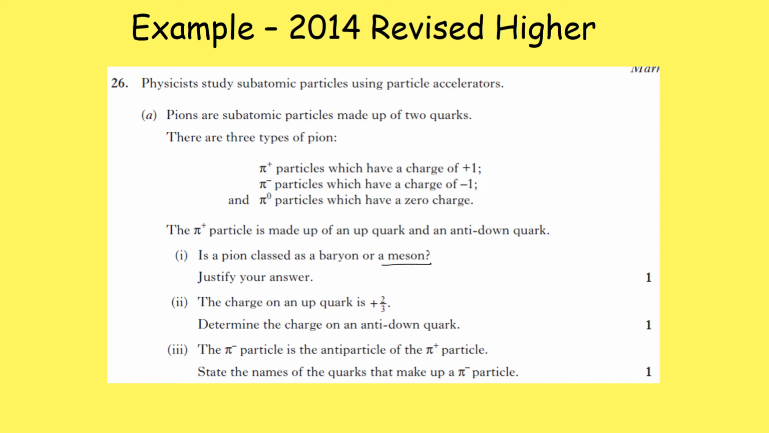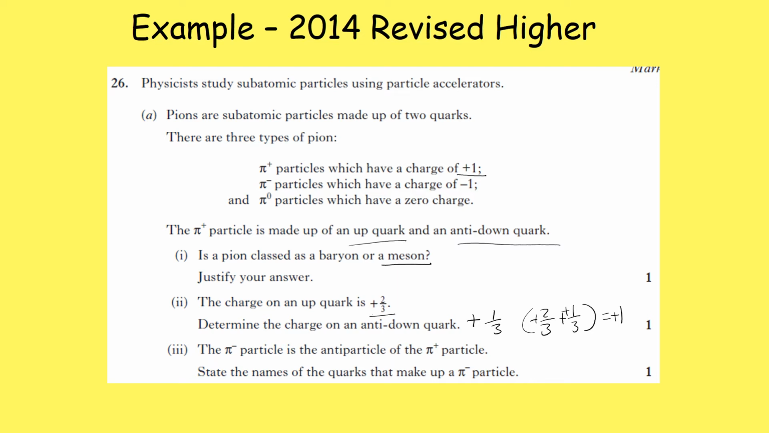Well, we're told here the pion plus particle is made up of an up quark and an anti-down quark. We're told also that the pion plus has an overall charge of +1. So if the charge on an up quark is +2/3, the anti-down quark must have a charge of +1/3, because 2/3 plus 1/3 equals 1. In this case, +2/3 plus 1/3 is +1.